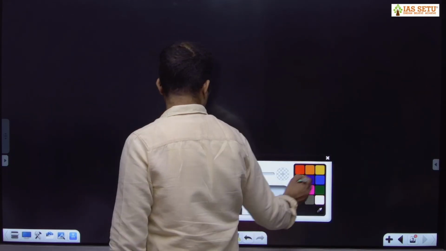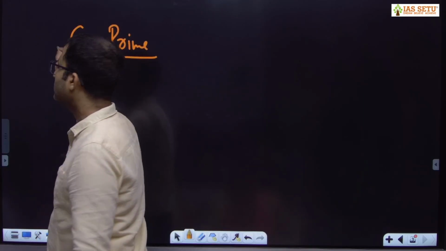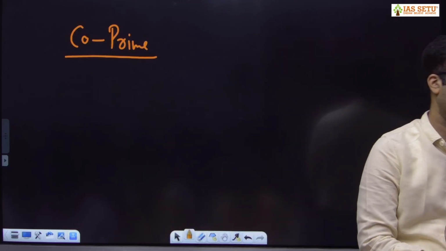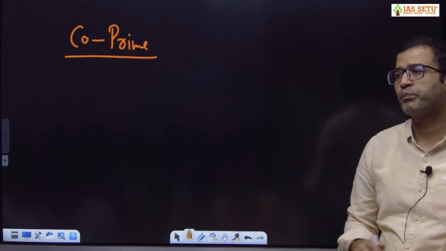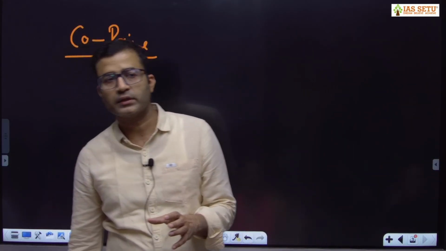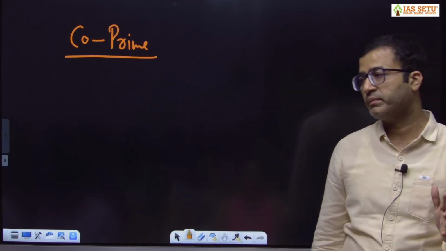Now next, we have a concept called co-prime numbers. Whatever information you have about co-prime numbers, tell me. Does any one of you know the definition of co-prime numbers?